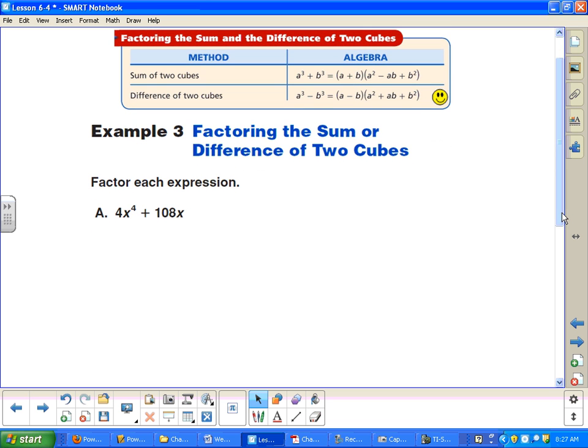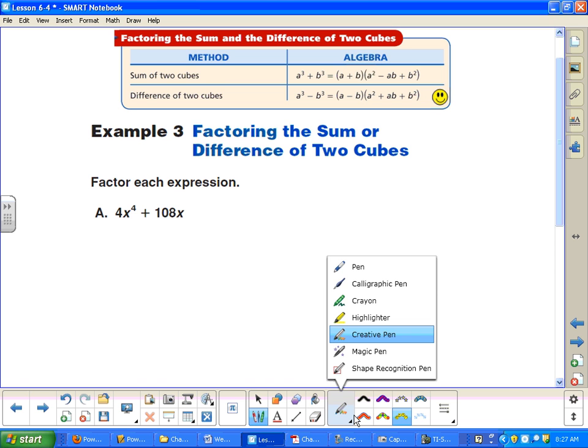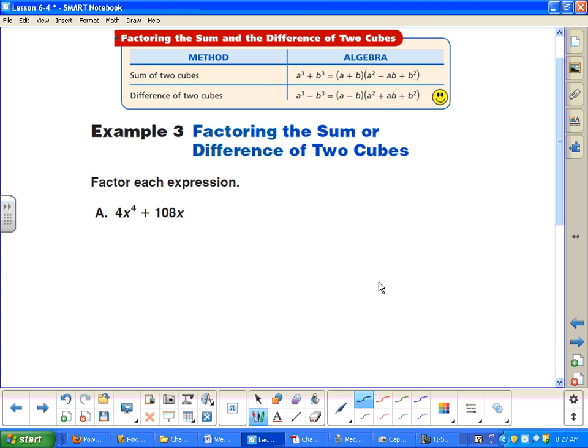All right, so letter A, we're going to factor 4x to the fourth plus 108x. Now, one of the things to remember is whenever we're factoring, the first thing you should always look for, we don't talk about this enough, is, do they have something in common? Is there a greatest common factor for all of them?